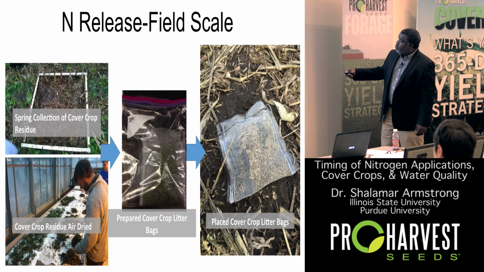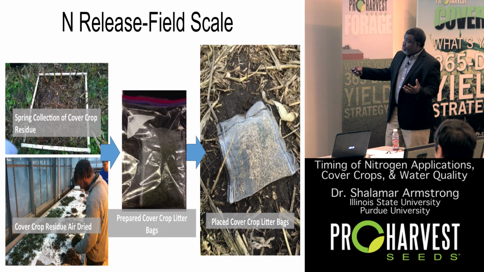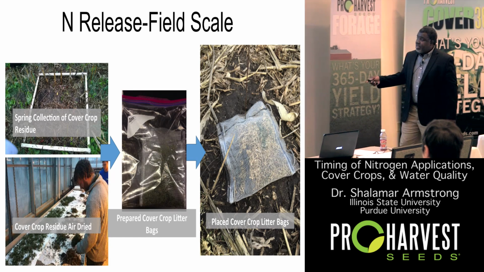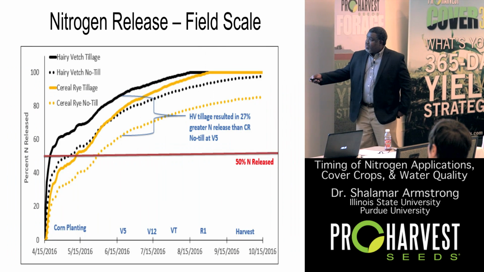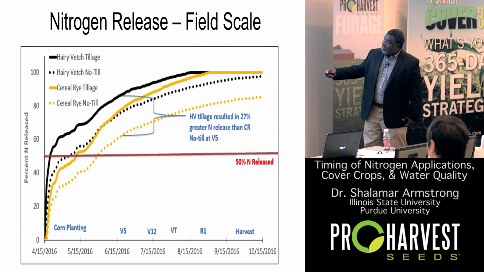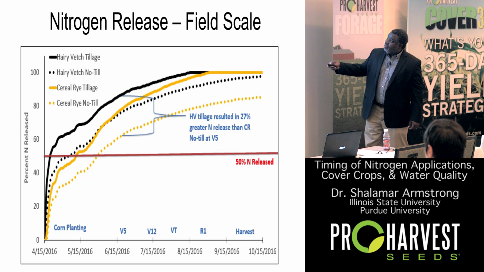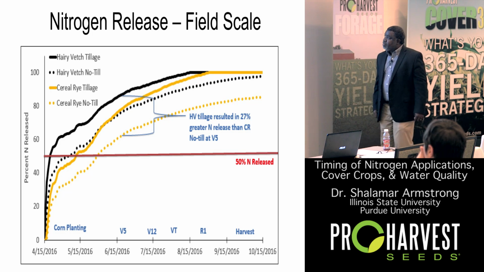So this is our methodology. We harvest, prepare litter bags, and then, as I told you, we put it on the surface or we bury it within the plow depth. This is the data. Most importantly, this is the release: percent release from the residue, and these are the growth stages. This is the 50% line. The dotted lines are no-till. The solid lines are till. So we have treatments of hairy vetch and cereal rye, till and no-till for each one. And this is what we're getting.